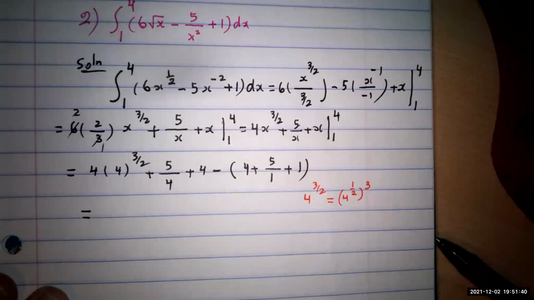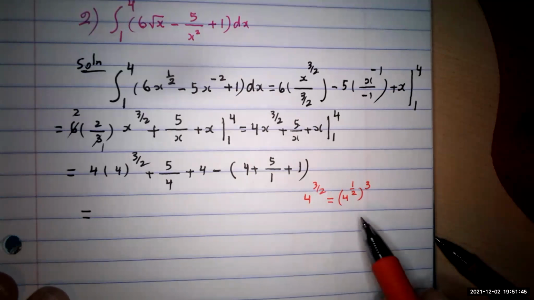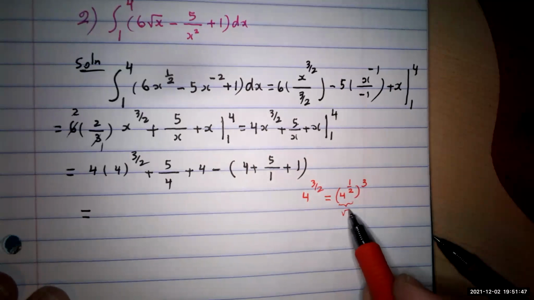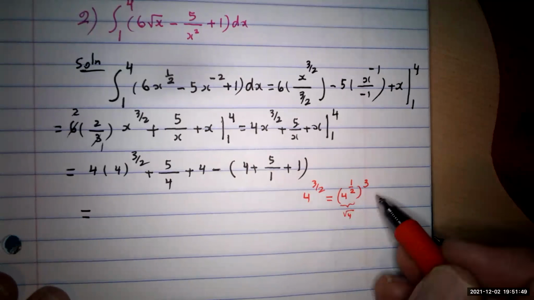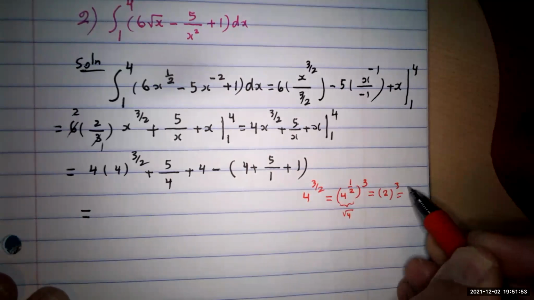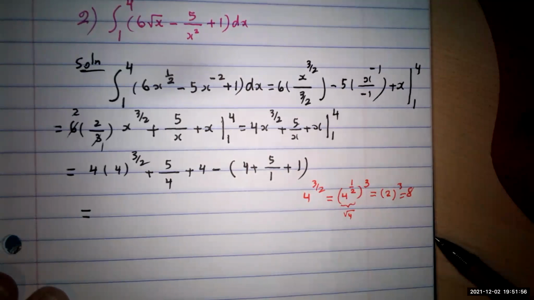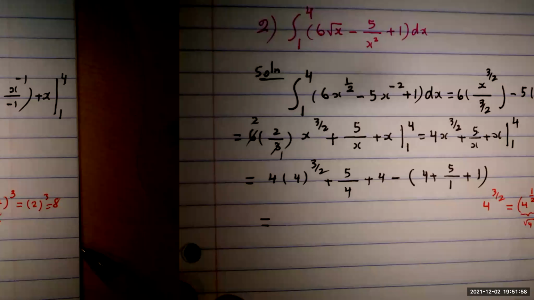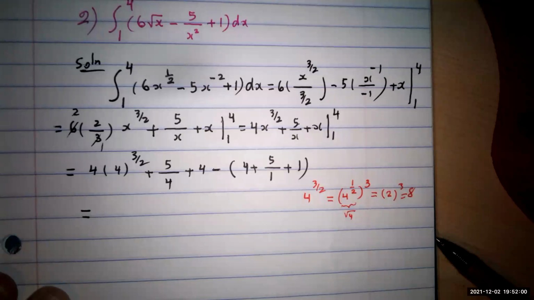4 to the 1 half would be radical 4. And radical 4 would be 2. So that gives you 2 cubed. And 2 cubed is 8. Okay, so when it's a radical case, this is going to be always the case.